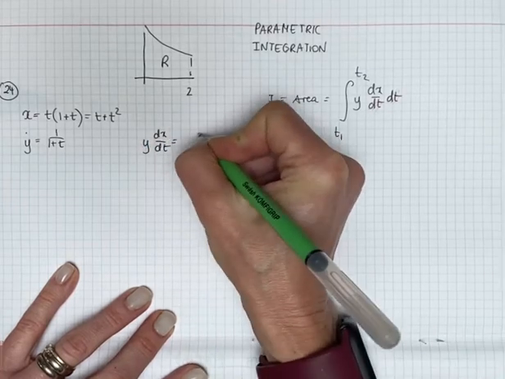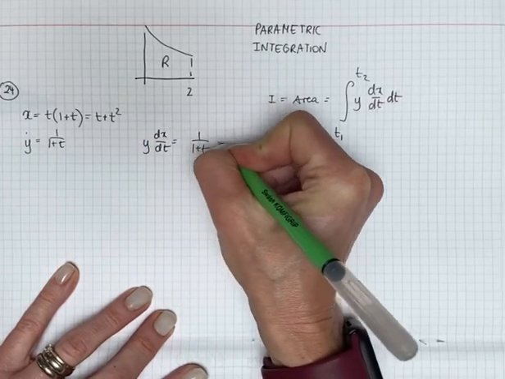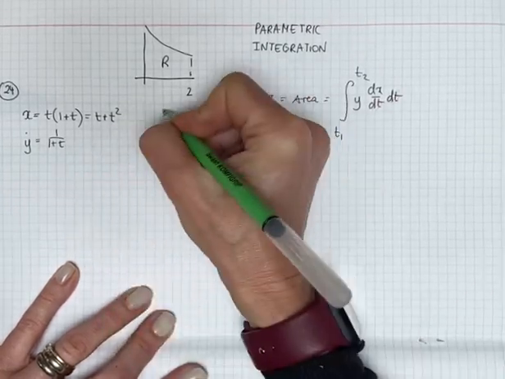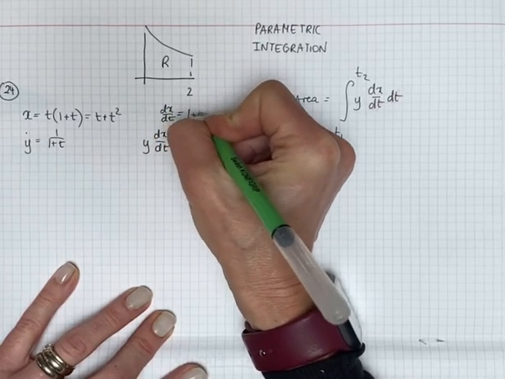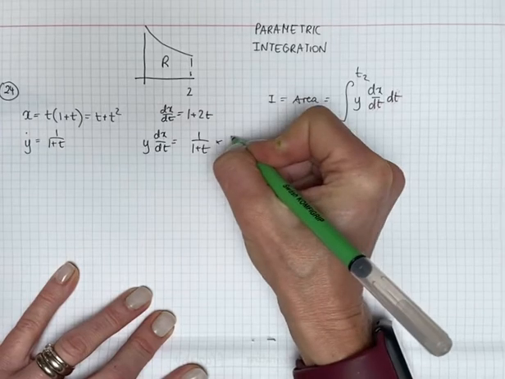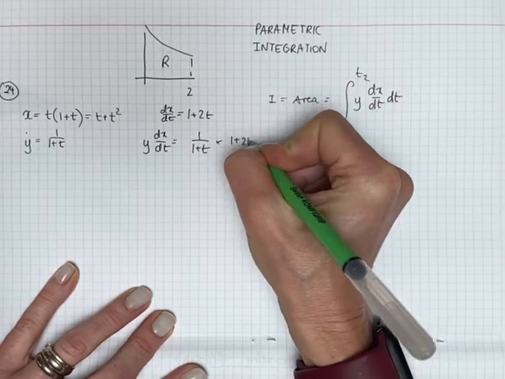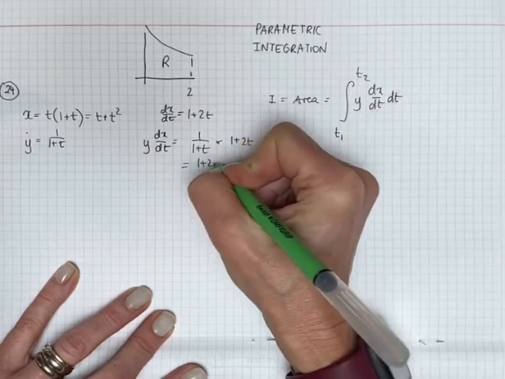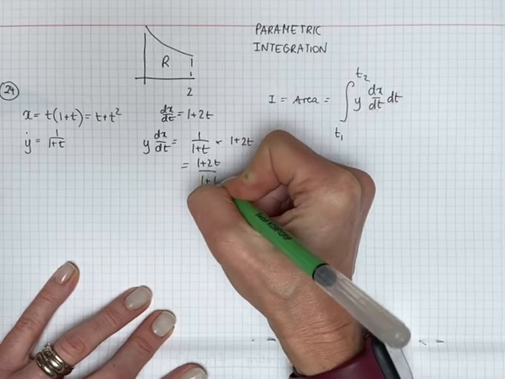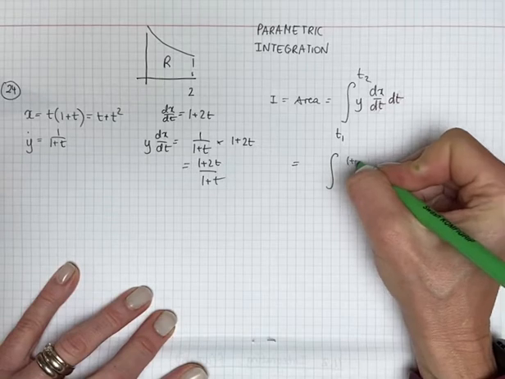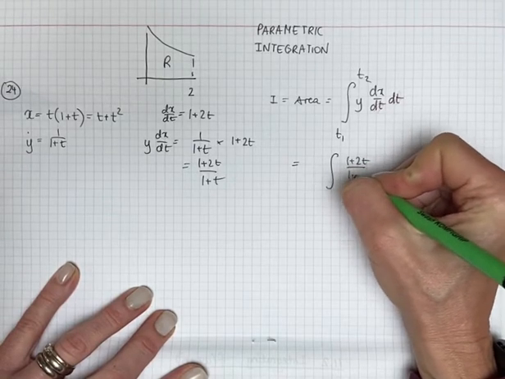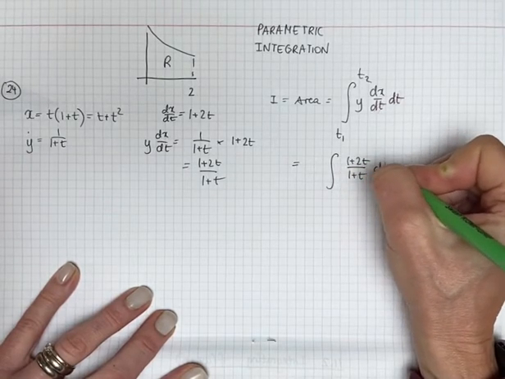So y is 1 over 1 plus t, and dx dt is 1 plus 2t. So it's 1 plus 2t over 1 plus t. So in a moment we're going to integrate 1 plus 2t over 1 plus t dt.